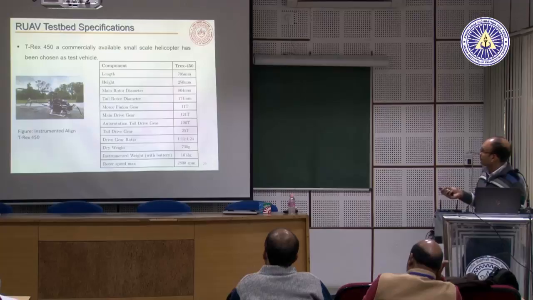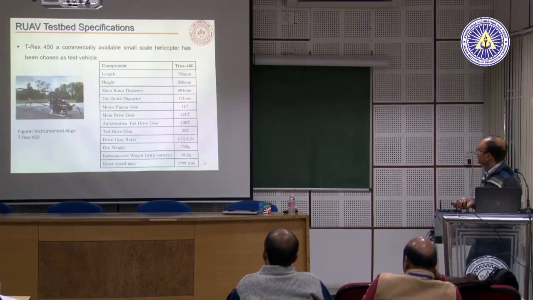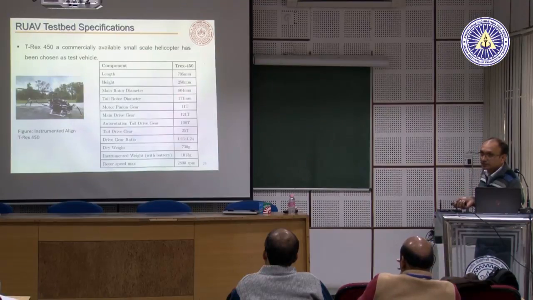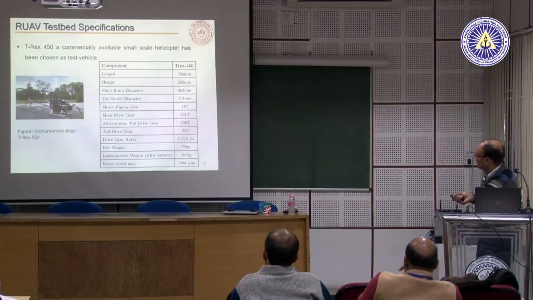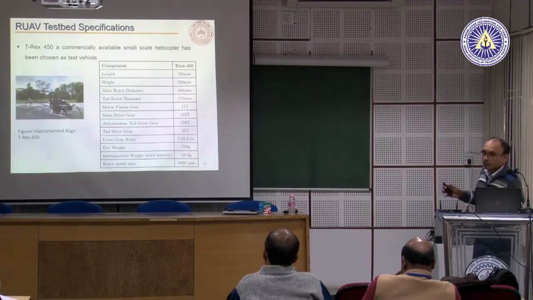So, this is our model helicopter. We took this off the shelf helicopter, the T-Rex 450, a small scale helicopter. Its length is 0.7 meters, height is 0.25 meter, main rotor diameter is around 0.8 meter. Tail rotor diameter is 0.17 and other details are there. With the instrumentation and battery it weighs around 1 kg. So, it is a small 1 kg helicopter.